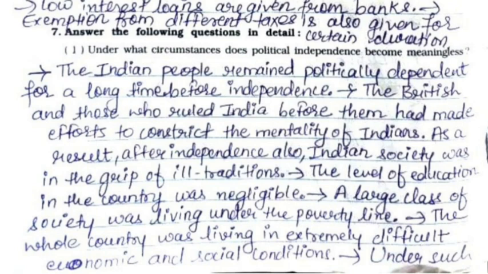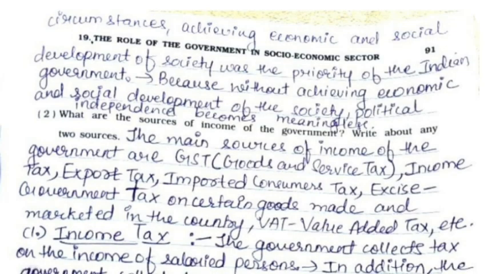The level of education in the country was negligible. A large class of society was living under the poverty line. The whole country was living in extremely difficult economic and social conditions. Under such circumstances, achieving economic and social development of society was the priority of the Indian government, because without achieving economic and social development of the society, political independence becomes meaningless.